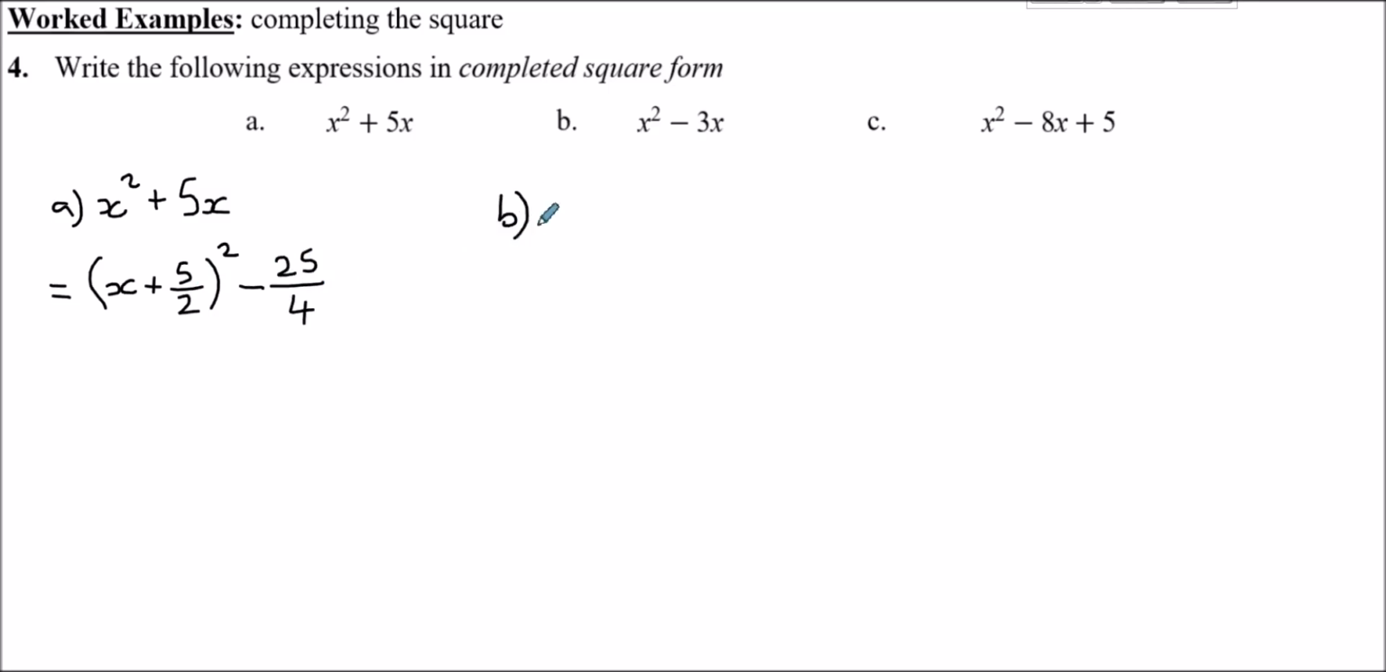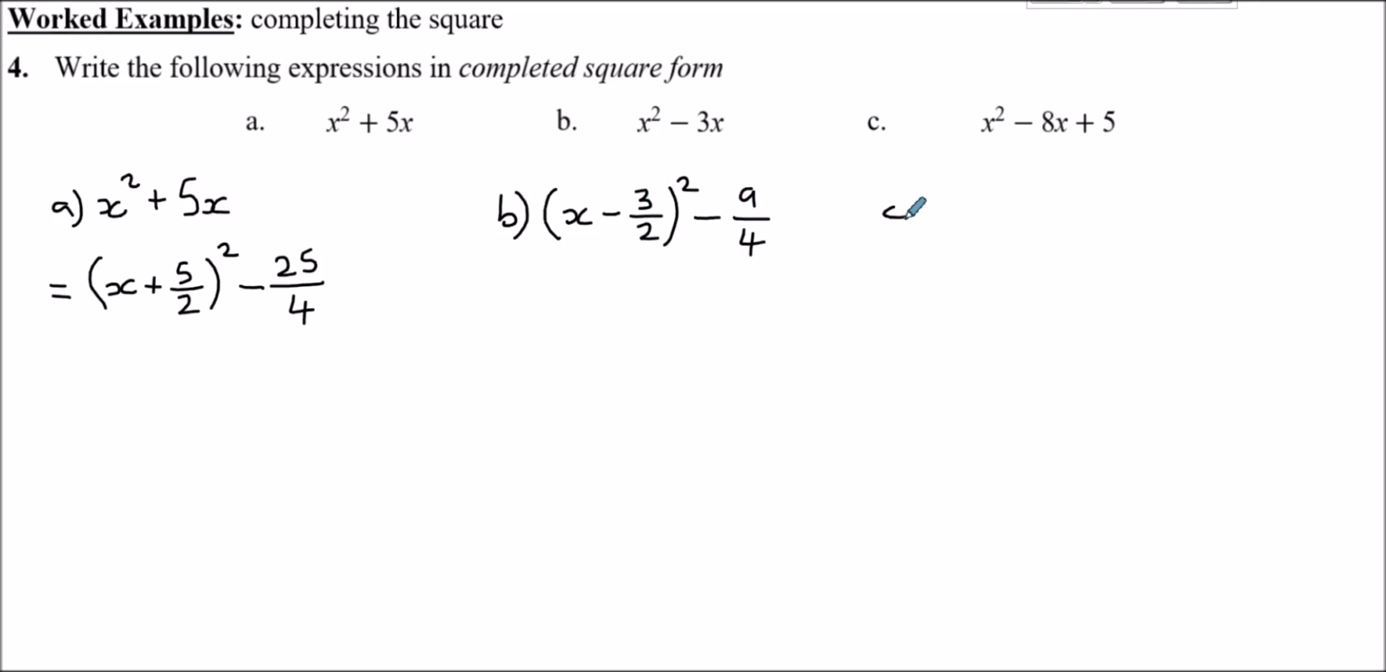For B, same idea. So into brackets we put the x, and this minus 3 we half, so we put minus 3 over 2 squared, and then we subtract off minus 3 over 2 all squared. So even if the second term in the bracket is a negative, remember when you square a negative it turns out to be a positive. And so this all squared is 9 over 4, so we subtract off the 9 over 4.